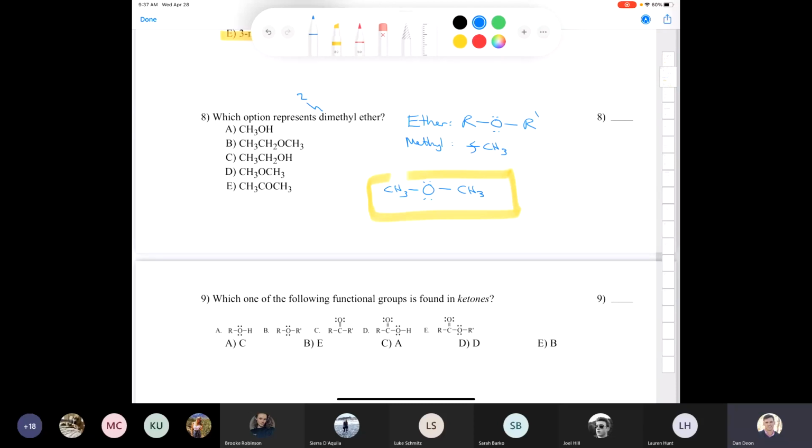If we take a look at the first answer, this is an alcohol. The next one is an ether, but this has an ethyl group on one side and a methyl group on the other, so that's incorrect. The next one is also an alcohol. If you go down to E, this is the condensed structure of a ketone. And so the answer is D, which shows the exact same molecule that I have drawn in the yellow box. Here they've just drawn a more condensed structure. They've left out these 2 sigma bonds here, but it means the exact same thing.